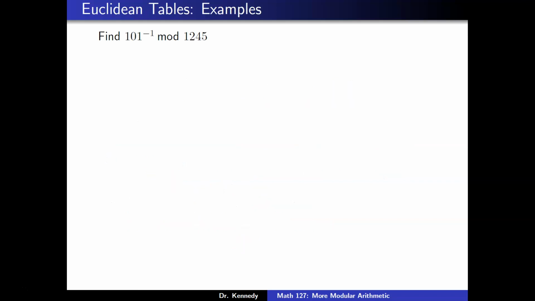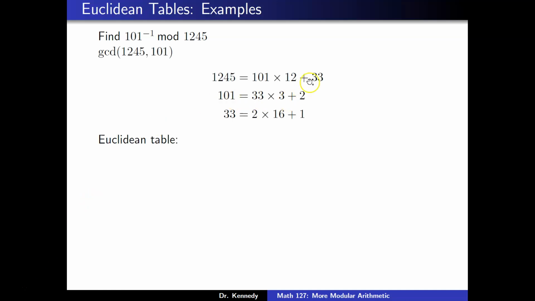Okay, so let's start with some examples. We're going to try and find 101 inverse mod 1245. We did this example in class working out the GCD for these numbers. So we ran through our Euclidean algorithm, which gave us these 3 successive divisions.